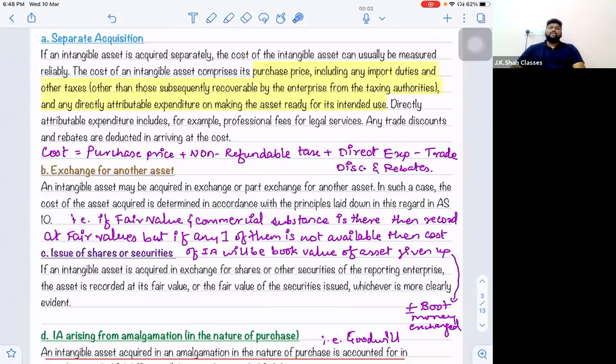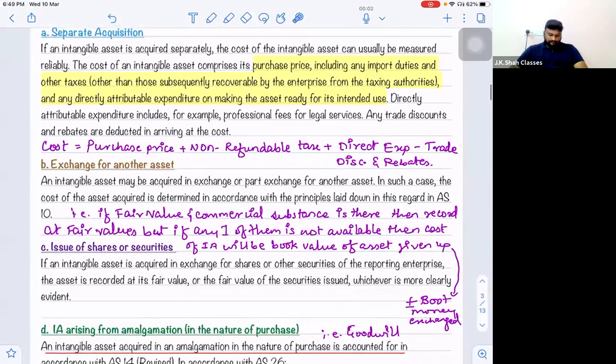See, when you are paying cash, it is added because that increases the cost of your asset. When you are receiving cash, it is reducing the cost of your asset. So when you pay it, you add it. When you receive it, you subtract it. Okay, sir. Thank you. That's all, sir.